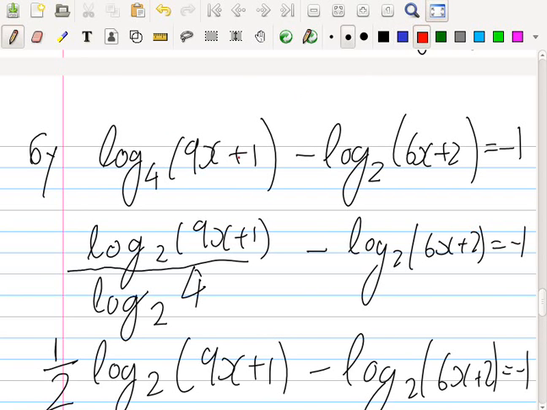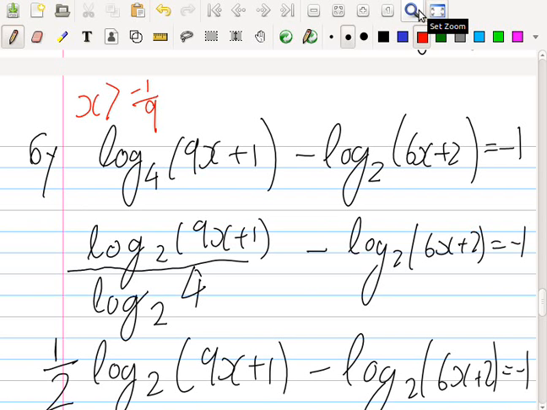I need 9x plus 1 to be more than 0. So picture this in your head. 9x plus 1 is more than 0, right? So that means 9x is more than minus 1. So that means x must be more than minus 1 over 9. Now here, 6x plus 2 must be more than 0. So 6x must be more than minus 2.